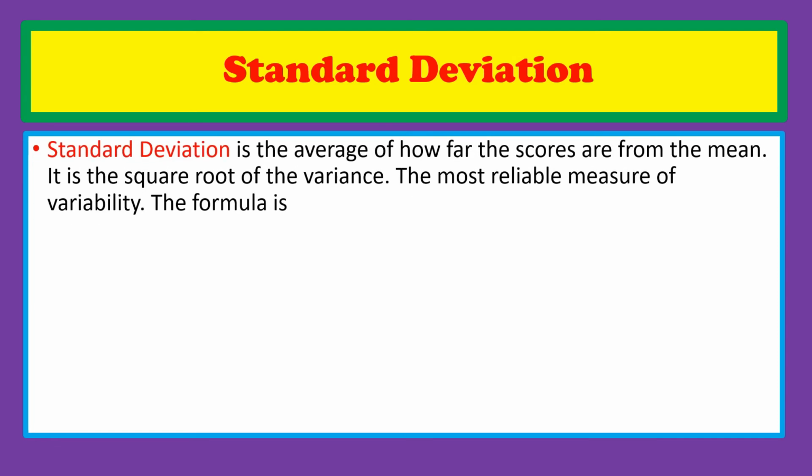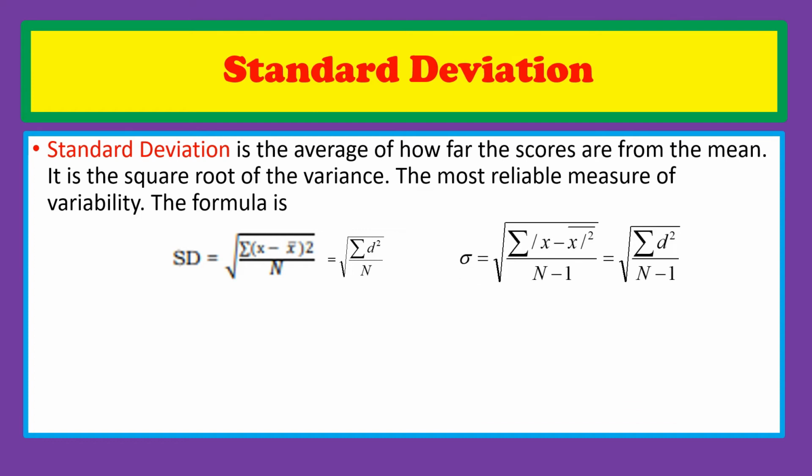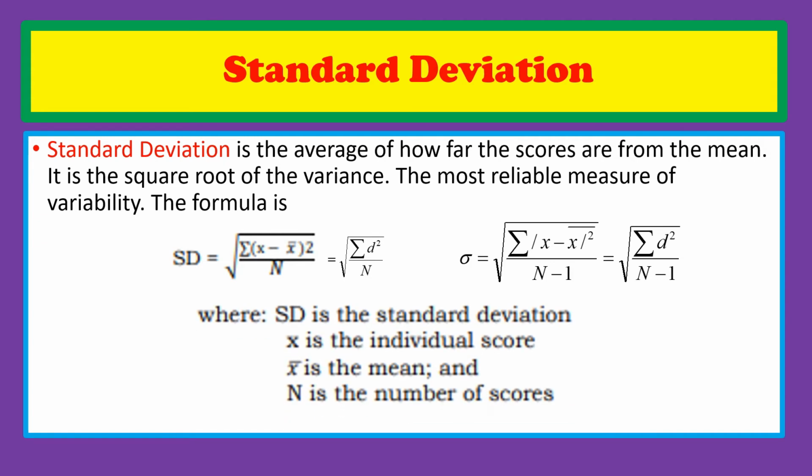Standard deviation is the average of how far the scores are from the mean. It is the square root of the variance, the most reliable measure of variability. We have this formula, and we also have this formula. One is used when we are using a population, and the other one is used when we are using a sample. SD is the standard deviation, X is the individual score, X bar is the mean, and N is the number of scores.